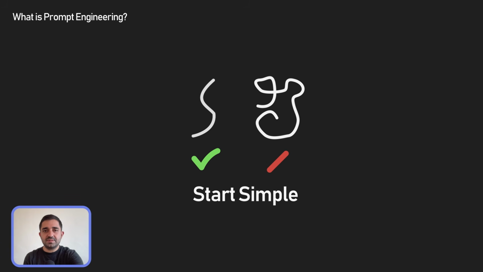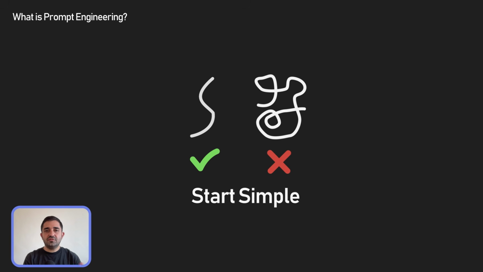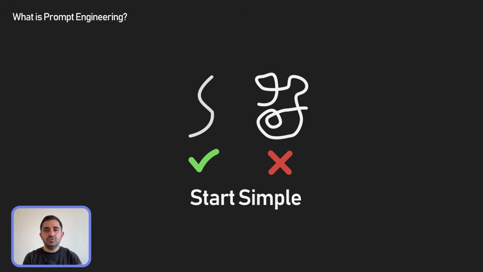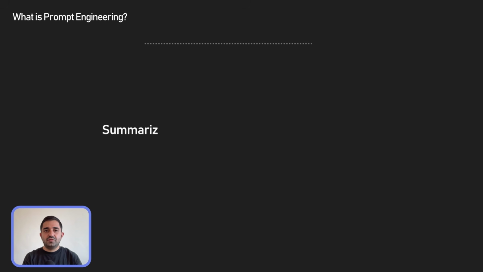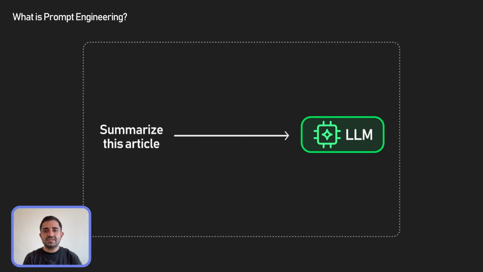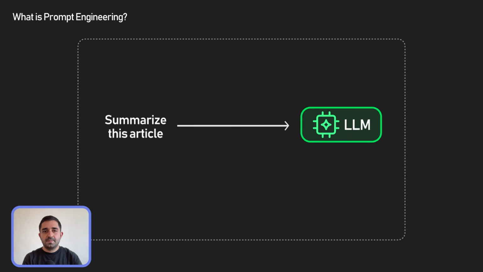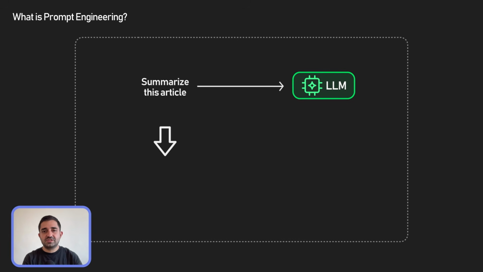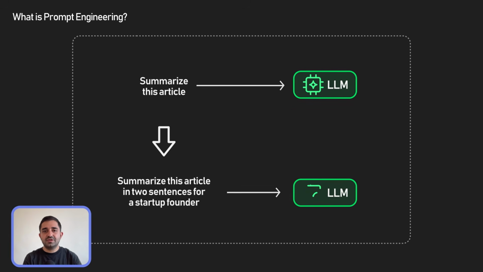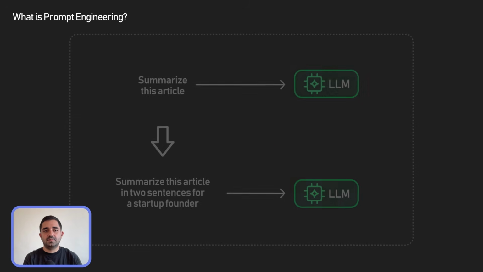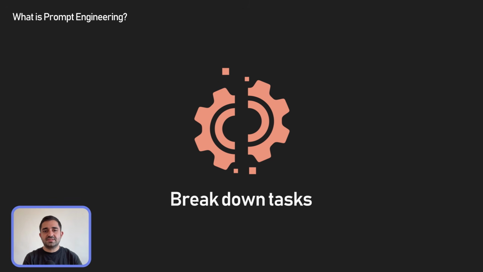1. Start simple. Begin with straightforward prompts, then gradually move to more complex ones. For example, start with a simple request like, "Summarize this article." Once that works well, expand it to something more detailed, such as, "Summarize this article in 2 sentences for a startup founder."